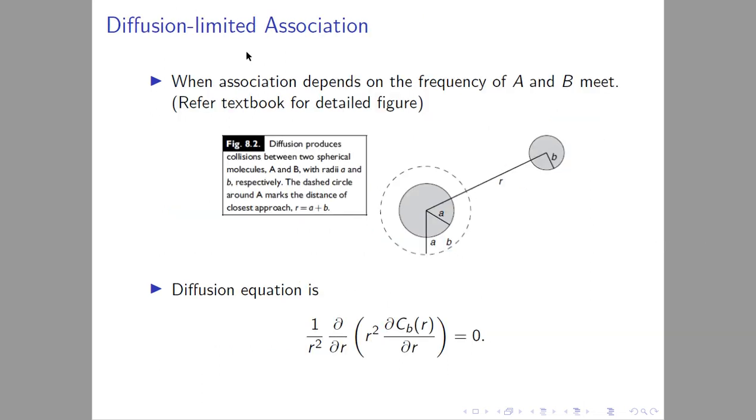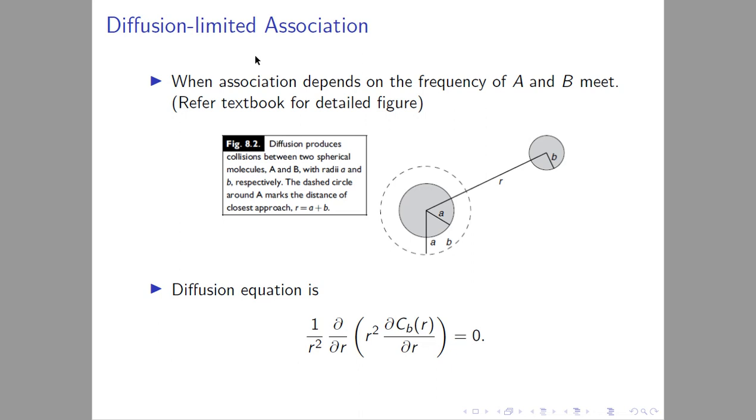So in order for A to meet B, A or B must diffuse in the solvent. As long as they do not meet, there will be no association, so it depends on the diffusion. Here it is the diffusion limited association, the factor that limits the association.